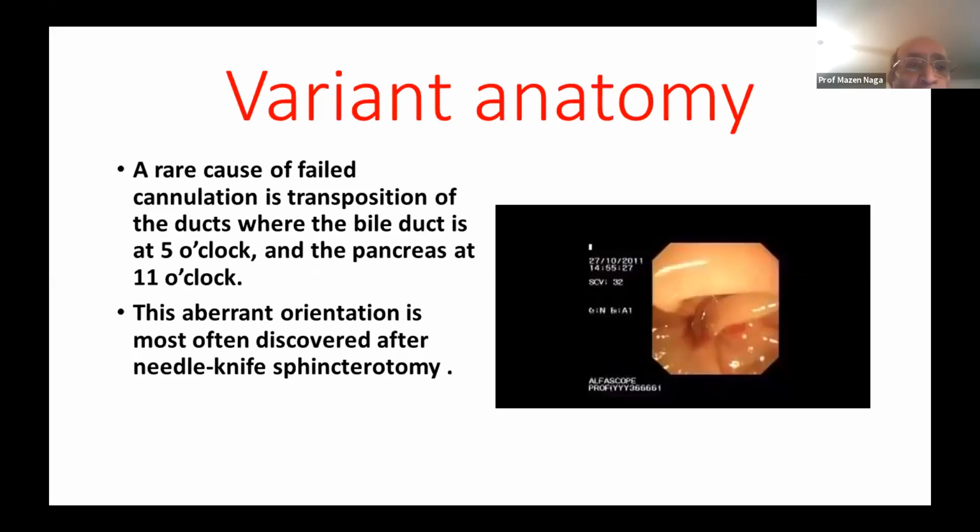Variant anatomy: a rare cause of failed cannulation is transposition of the ducts, where the bile duct is at 5 o'clock and the pancreas at 11 o'clock. This anatomy is most often discovered after needle knife sphincterotomy. In this case, we will find that the papilla is under two folds, which makes cannulation very difficult. Even needle knife is also very difficult, to try to remove the fold and make the cut.